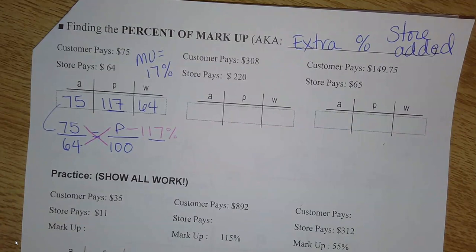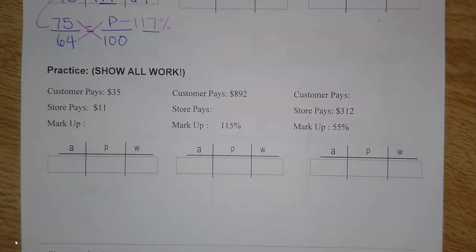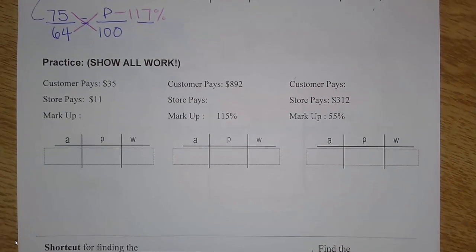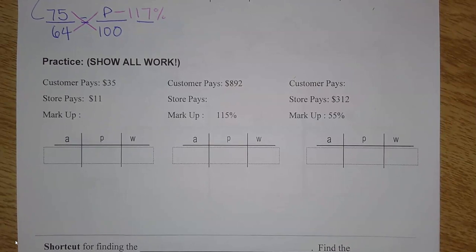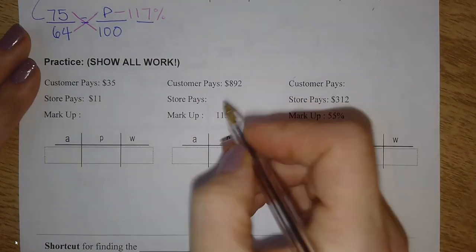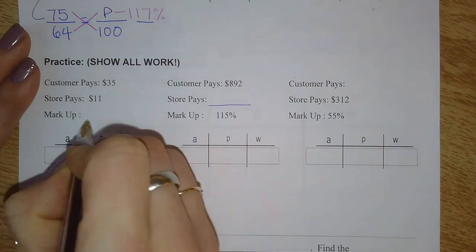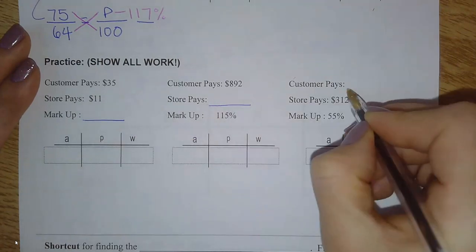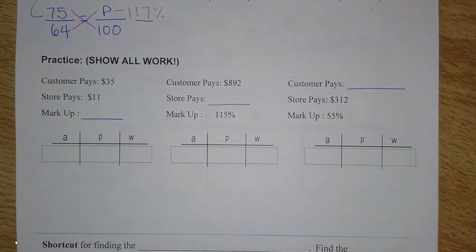Okay? All right. So you're going to do these three. Pause the video here and set up these three. And then actually cross multiply and get your answers. So we're looking for how much the markup is, what does the store pay, what does the customer pay. So you've got one of each type. Pause now and work them out.